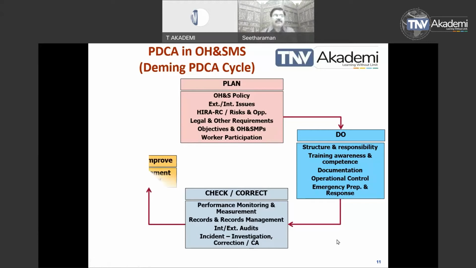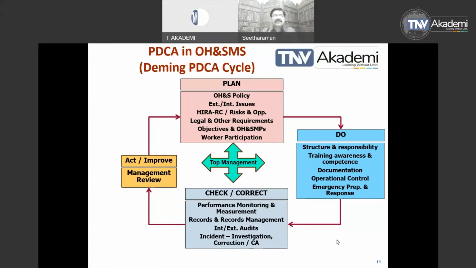Then the improvement phase is where management takes note of what happened, what corrective actions have been taken, and whether they are effective, so that these mistakes get eliminated one by one, and we go into the next cycle of planning with better preparedness, because we have learned from our mistakes. So this cycle goes on clockwise, and the top management is involved in the entire process.